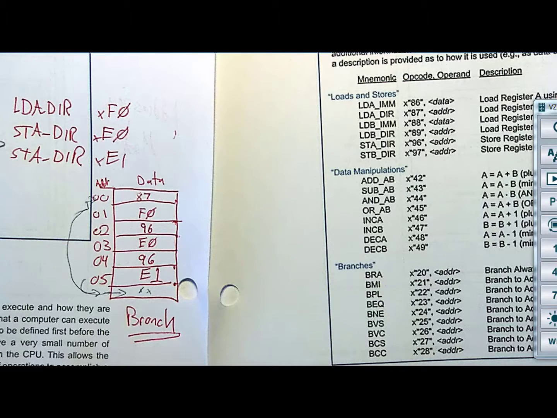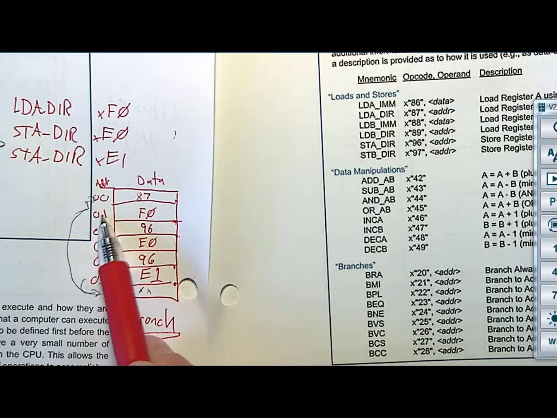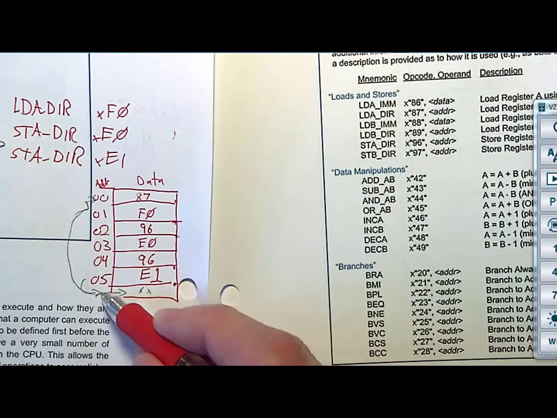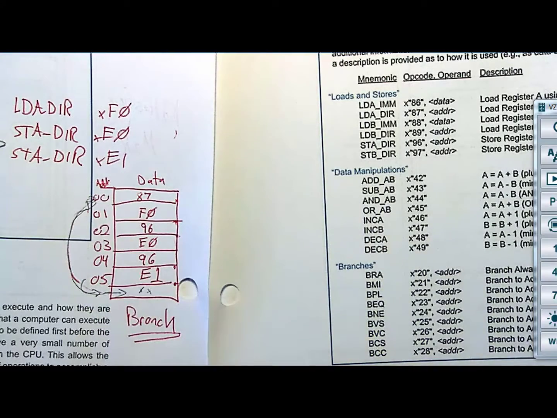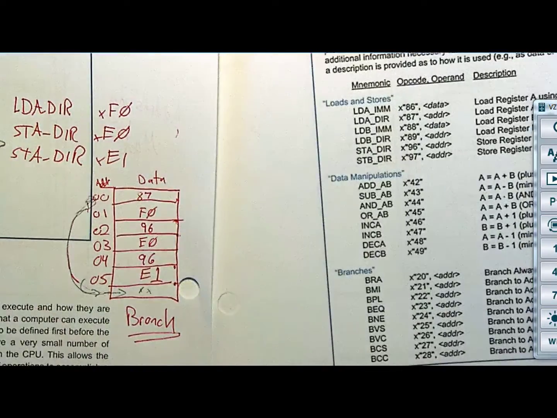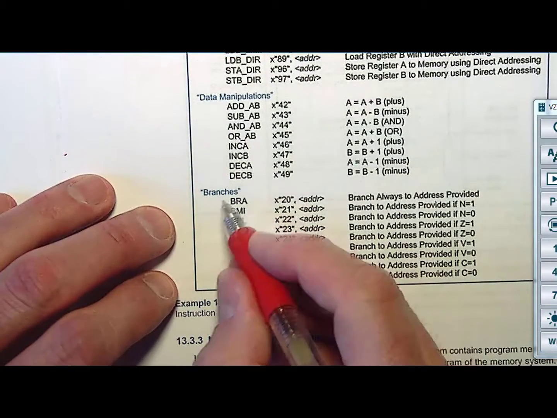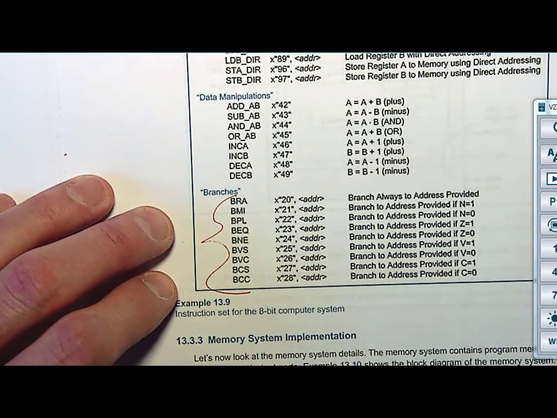Sometimes, almost most of the time, it's incrementing by 1. It's just going bada bing, bada bing, bada bing. But then every once in a while, we need to branch to a different location that isn't just +1. Does that make sense? Okay. So, we are going to have a whole bunch of branches. These branches right here are going to alter the program counter.